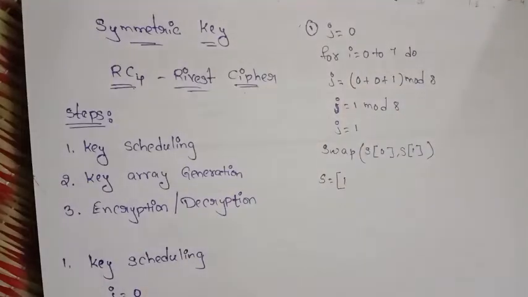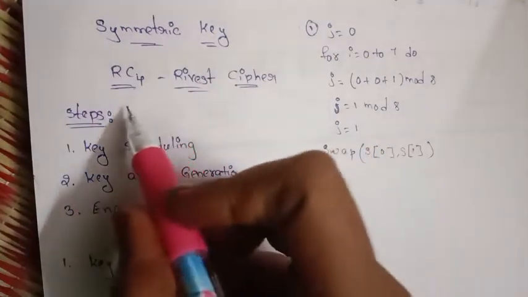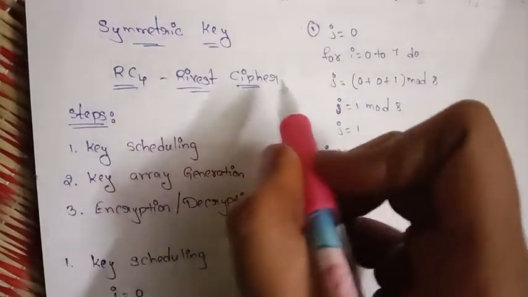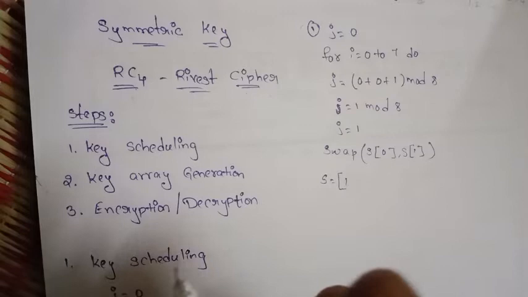Hi guys, today I am going to talk about the symmetric key. In symmetric key there are many types, and among them there is a preference for RC4. So RC4 is also one of the symmetric keys. RC4 means reversed cipher.